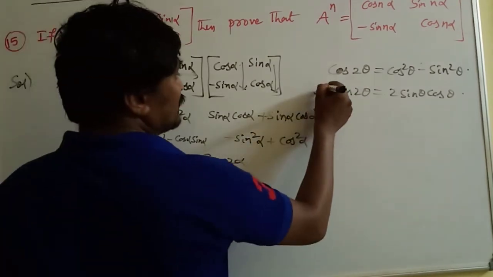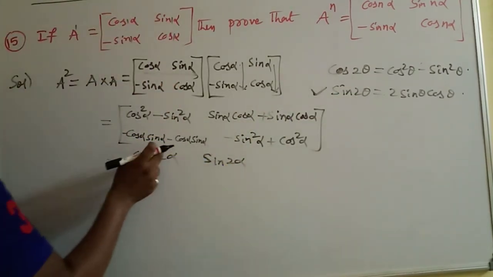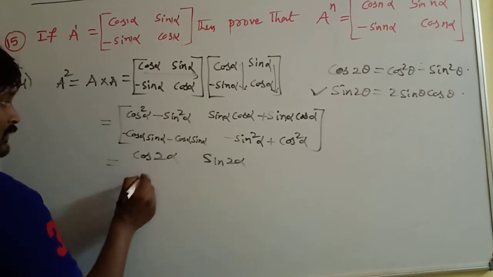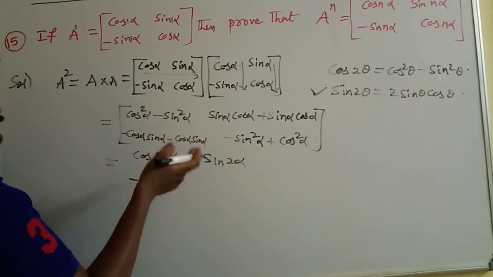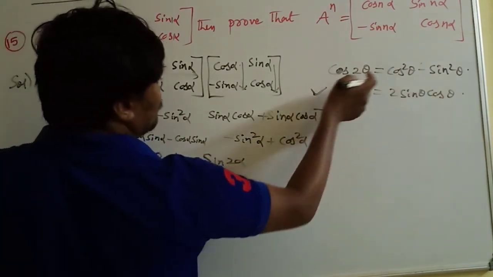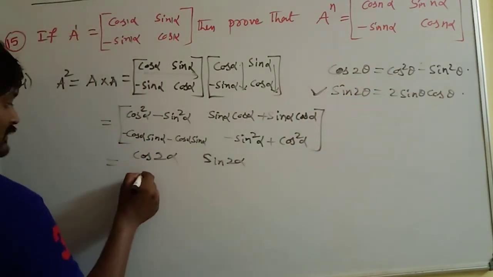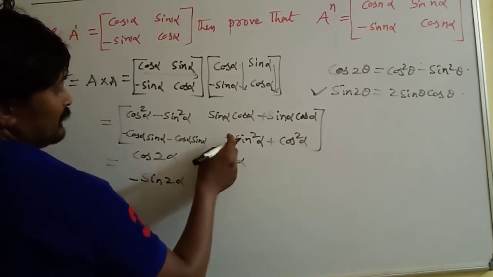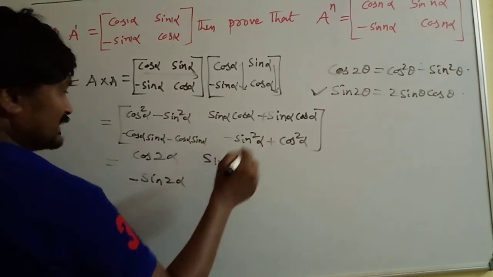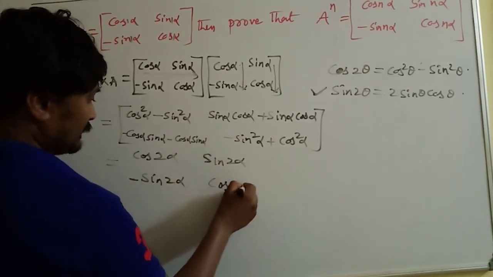By using this formula. Next, here minus common. Then that time sin alpha cos alpha, sin alpha cos alpha, how many times? 2 times. So 2 sin alpha cos alpha is nothing but sin 2 alpha. So you can write sin 2 alpha. Next, cos square alpha minus sin square alpha. Again it is the same method, cos 2 alpha.